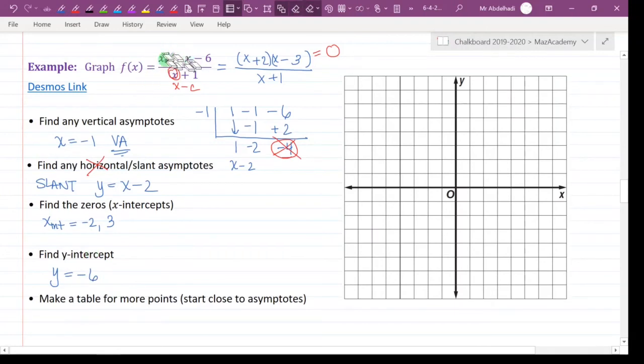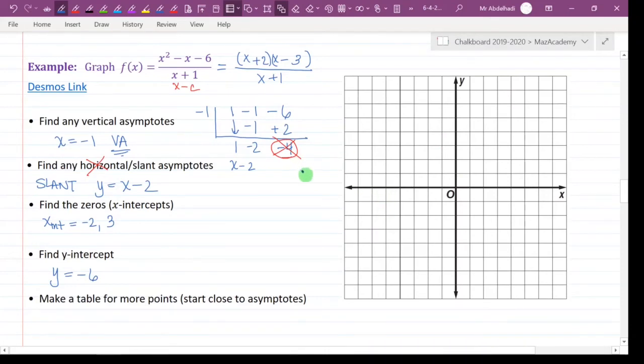So you can see all this stuff is really quick and easy to find. The intercepts are very quick to find. The slant asymptote took a little bit of work, not much. The vertical asymptote is also very quick and easy. And we can start putting those things here. And then after that, you just take out your calculator and fill in some extra points and you're done.